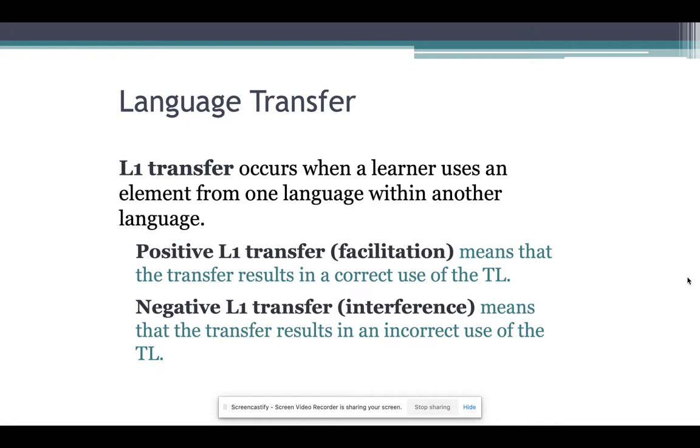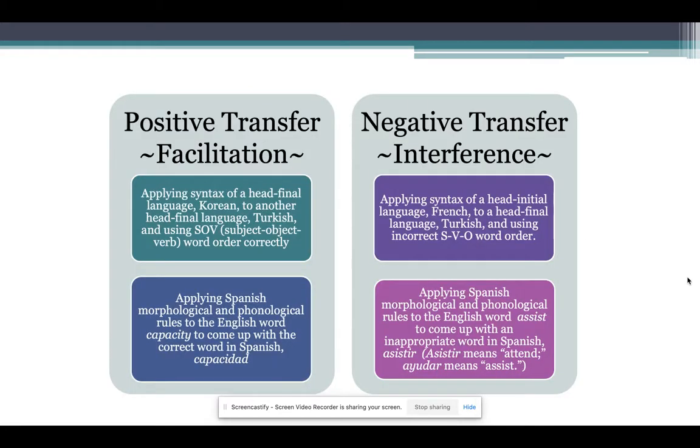Interestingly, sometimes it's both. And I'll explain that more later. In fact, I think usually it's both. Positive transfer is when a similarity between the L1 and the L2 means learners can take features of their L1 and apply them to communicate correctly in the L2.